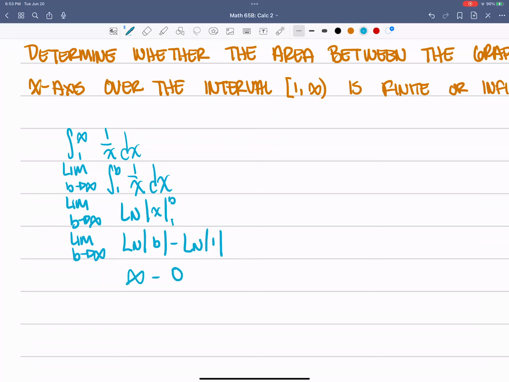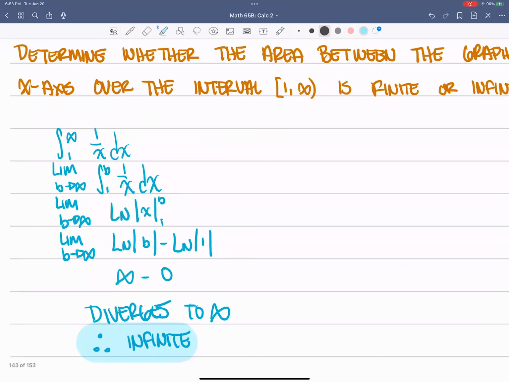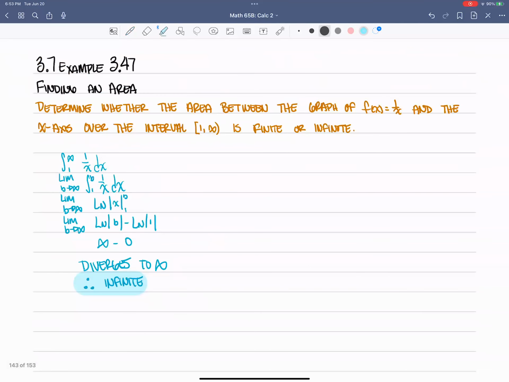So we'll say that it goes to infinity, so we say that it diverges. So diverges to infinity. And because it diverges, we say therefore it is infinite. And there we go. Again, it's infinite as opposed to being finite because it goes off into infinity instead of converging to a single value.